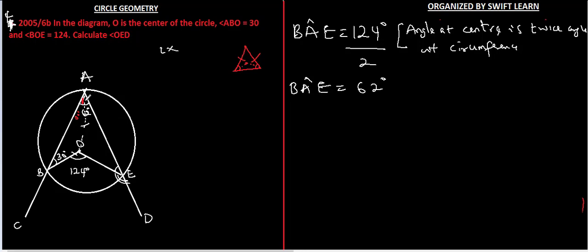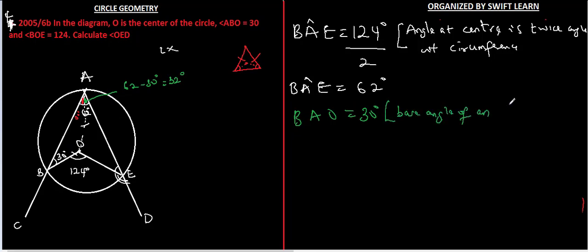So if this part is 30 degrees, I need to get this second part. Let me color it with green so you don't confuse it. This green part will be what? 62 minus 30. That's what? 32 degrees. So I can say BAO is equal to what? 30 degrees, because of what? Base angle of an isosceles triangle. They are always equal. So my OAE is equal to what? 62 minus 30. That's 32 degrees. Are you with me?